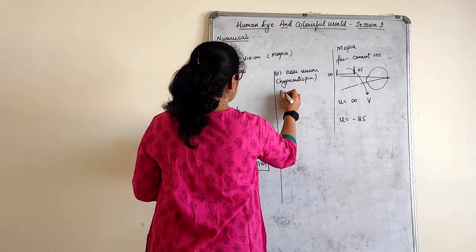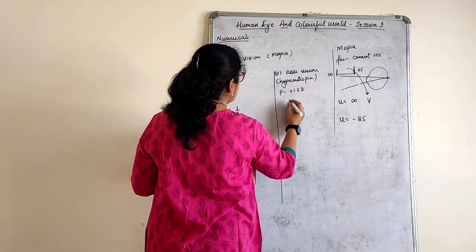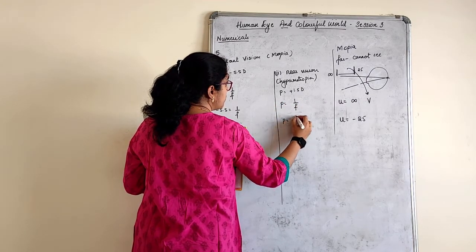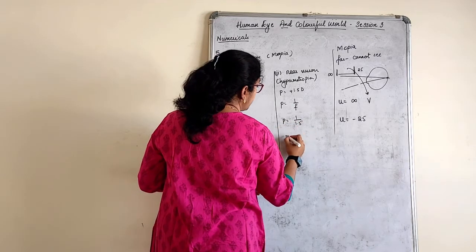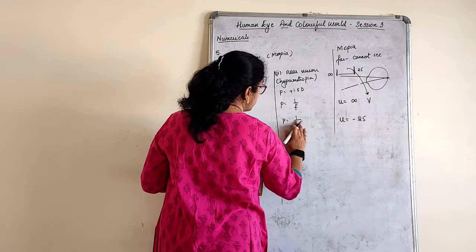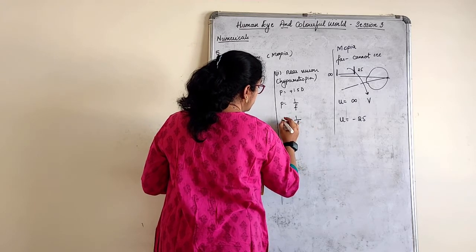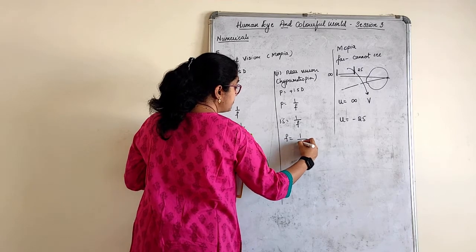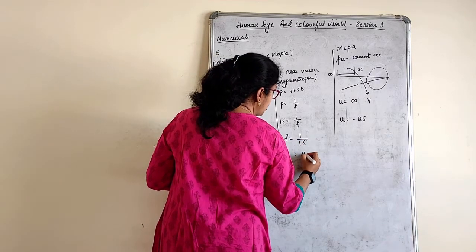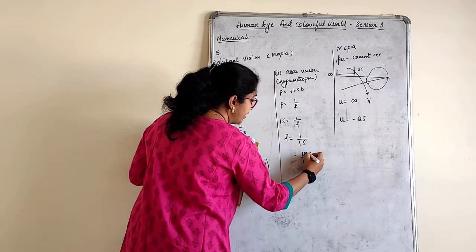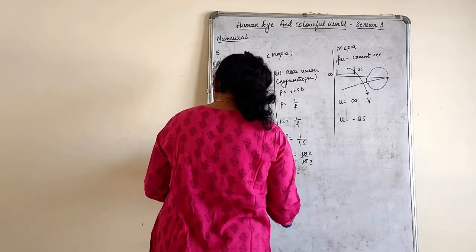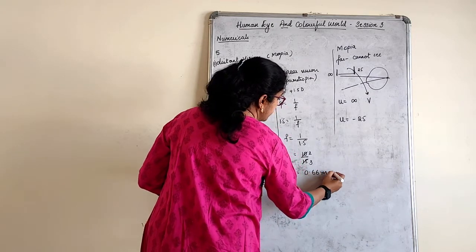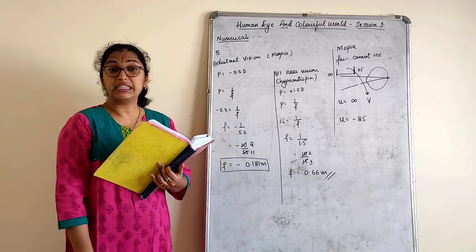Power is given as plus 1.5 diopter. Power is equal to 1 by focal length. So P is equal to 1 upon 1.5. Sorry, F is equal to 1 upon 1.5. If I shift it, it is 10 by 15, so it will be 0.66 meter. It is a convex lens.